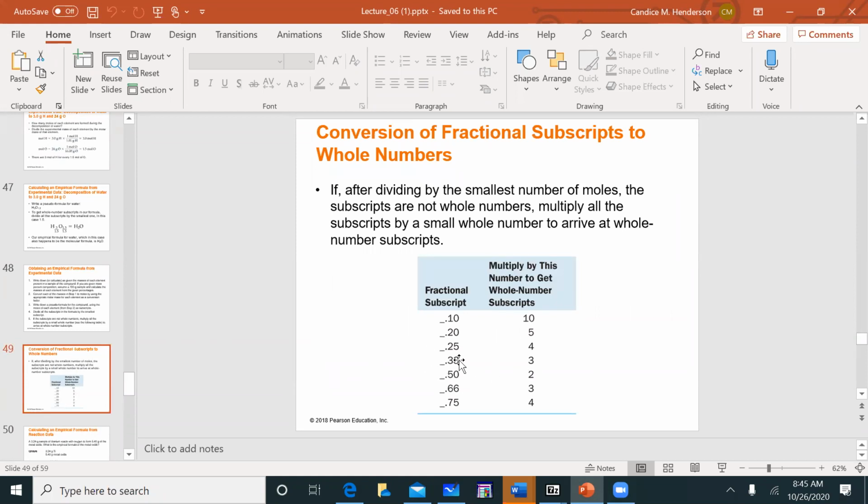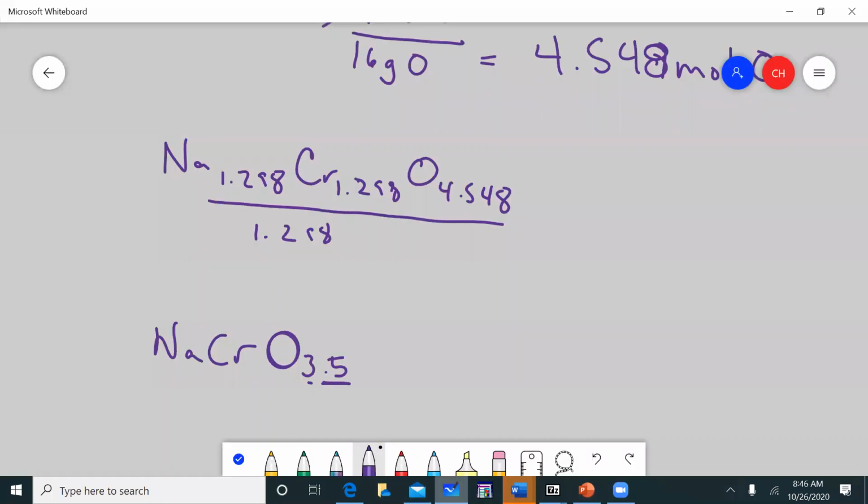If you end up with a decimal of 0.33, you multiply by 3. 0.25, a quarter, you multiply by 4. 0.2, multiply by 5. Even 0.1, you would multiply by 10. So you don't want to round things that are farther out than a tenth. In this case, we're going to multiply everything by 2. And we don't just do it to the number that's giving us an issue. We have to multiply everything by 2. So this has to get multiplied by 2, this has to get multiplied by 2, and so does this.